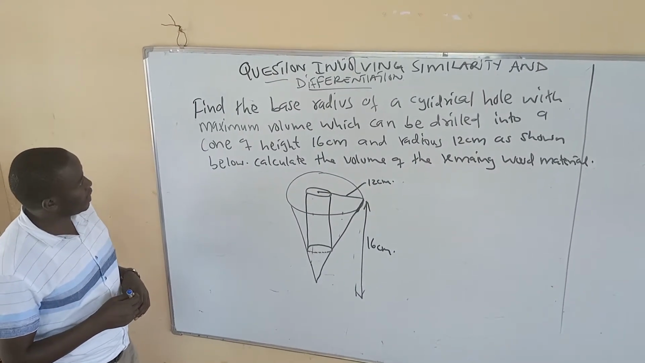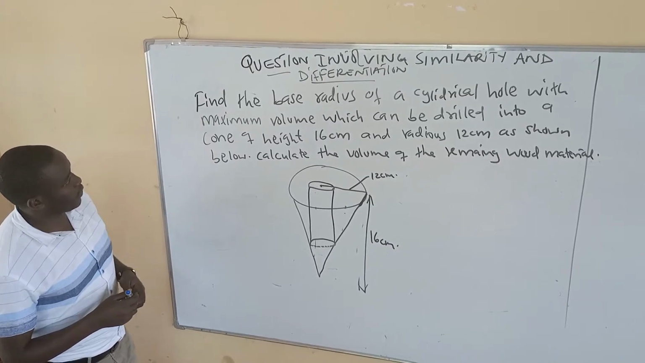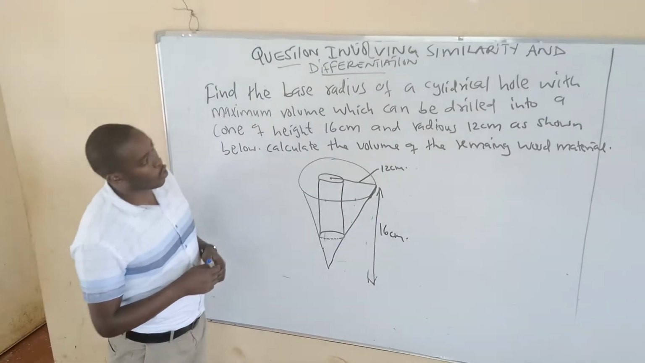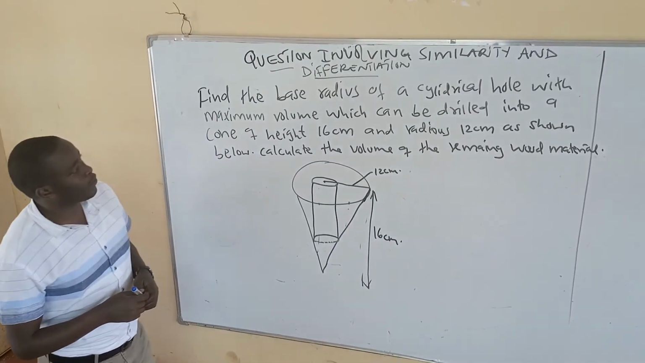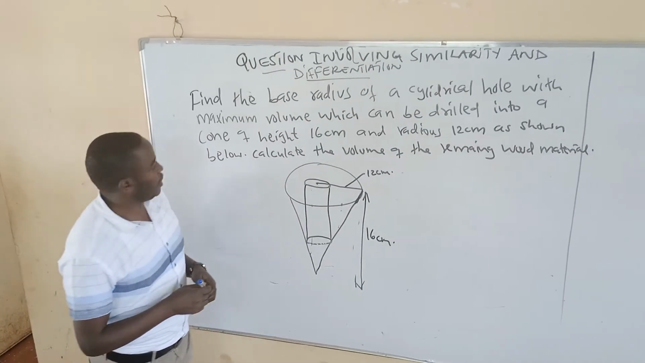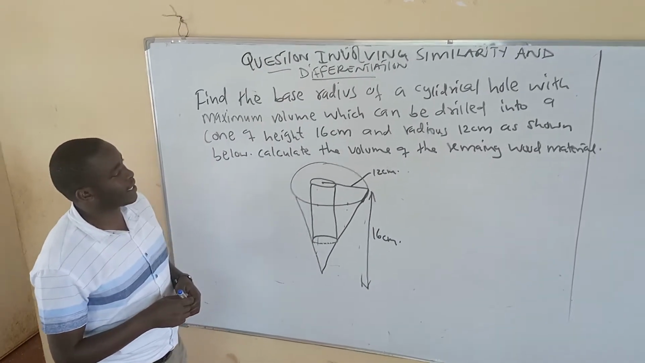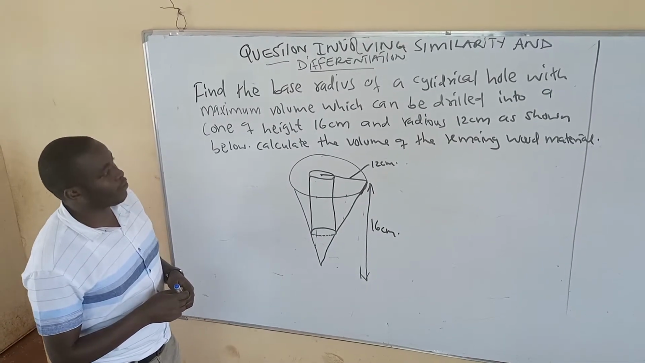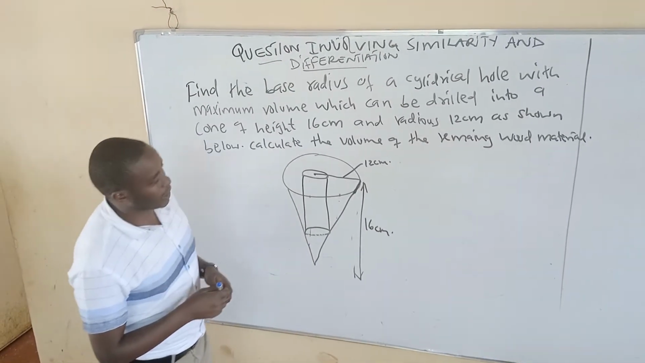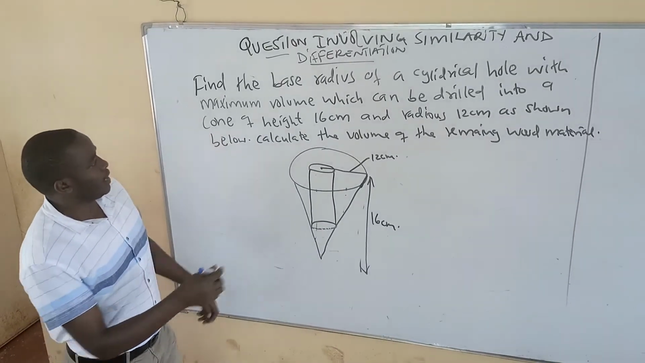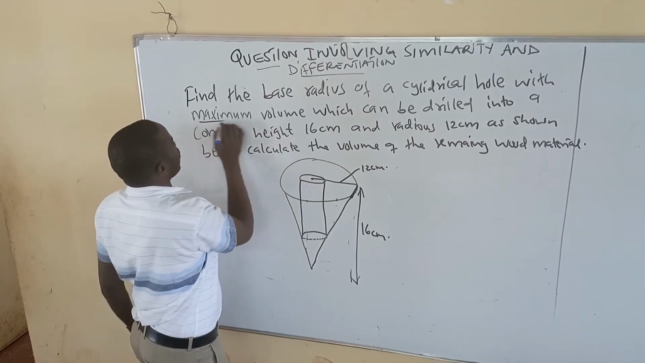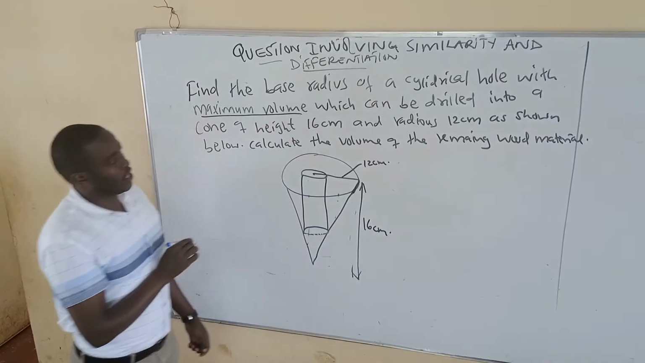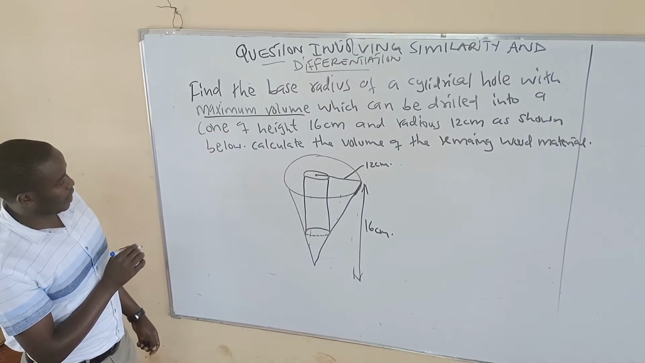Today I want to take you through a question that will involve similarity and differentiation at the same time. The question reads: find the base radius of a cylindrical hole with maximum volume which can be drilled into a cone of height 16 cm and radius 12 cm as shown below. Calculate the volume of the remaining wood material. You realize the term maximum volume is the reason why we shall do differentiation.